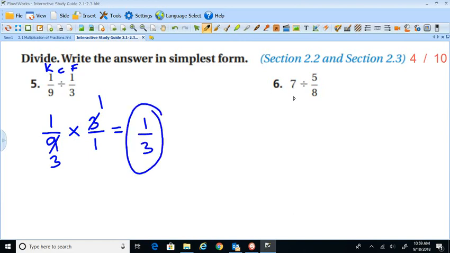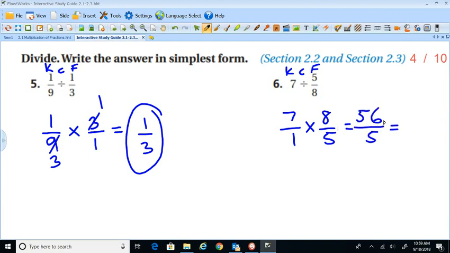Number 6, 7 wholes. I'm going to call it 7 over 1. I'm always still going to keep, change, flip. Never touch your dividend. You're only going to flip over the divisor. So 7 over 1 times the reciprocal of 5 over 8, which becomes 8/5. See if you can cross simplify, and then you multiply across. 56 over 5, which becomes 11 and 1/5 as a final answer.